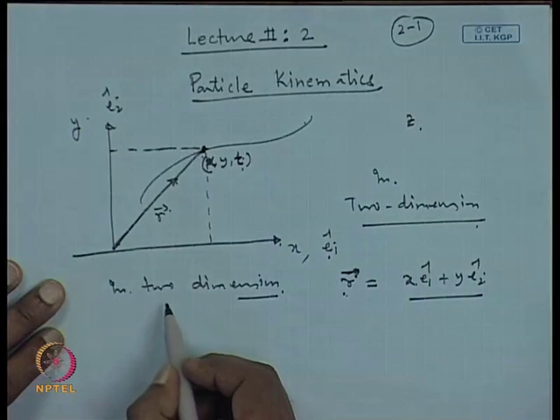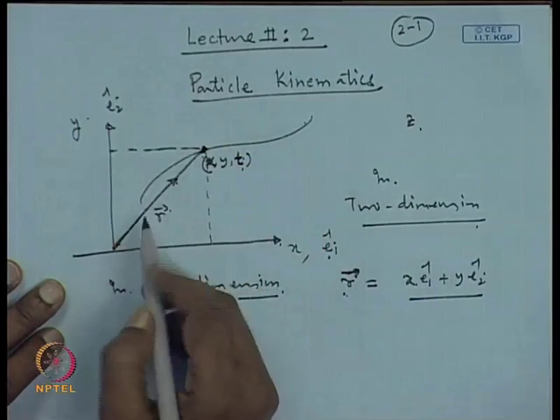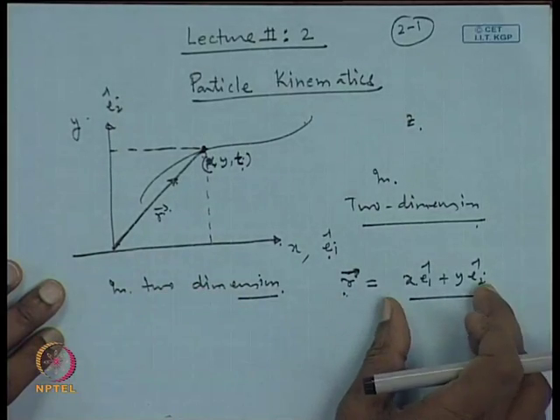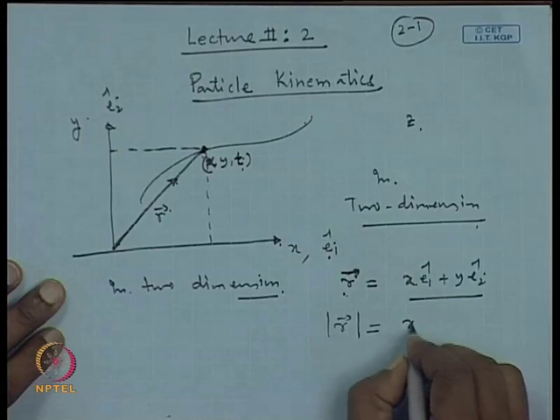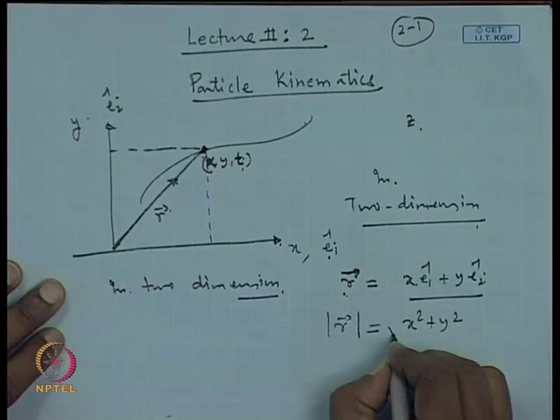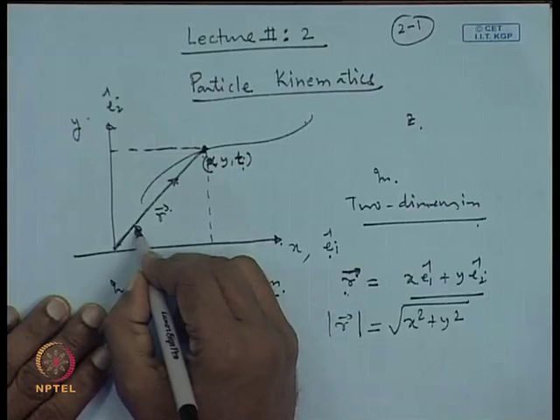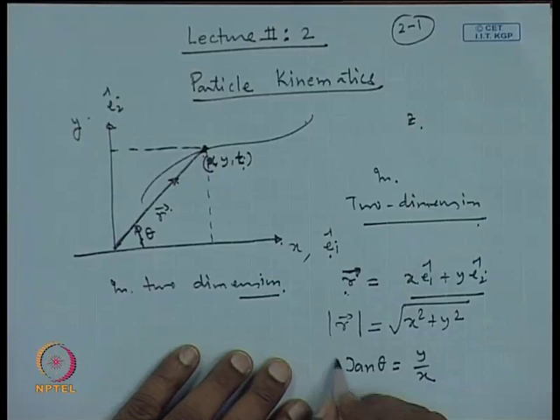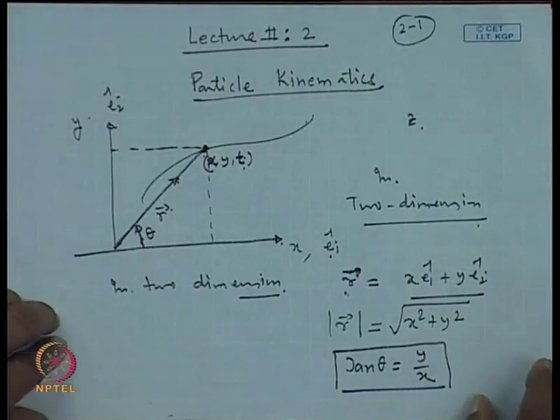For a vector, it is defined by magnitude and direction. Once we have written this vector in this form, automatically this includes the magnitude also. So, we can write the magnitude of r as the square root of x square plus y square, while the angle which defines the direction we can write as theta. So, tan theta can be written as y by x. So, a vector contains both the direction and the magnitude.